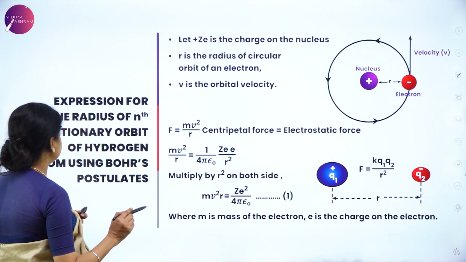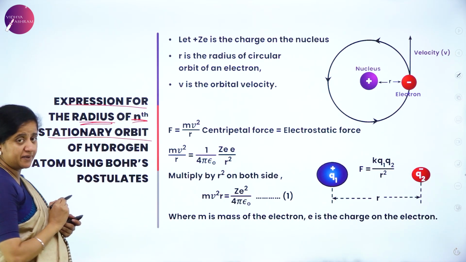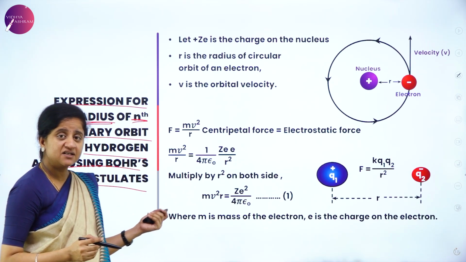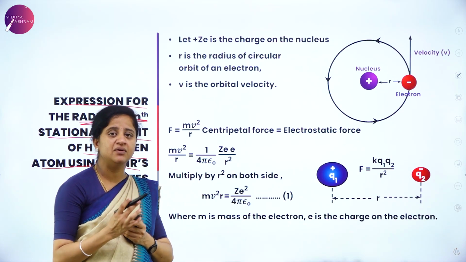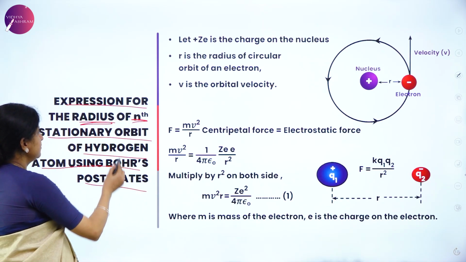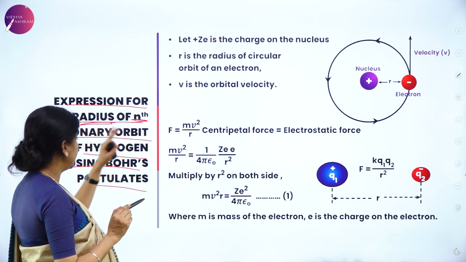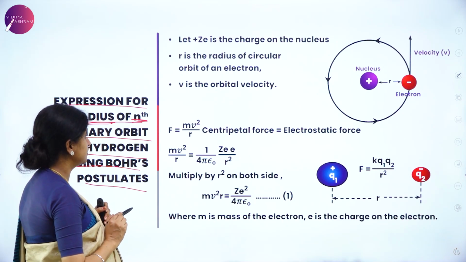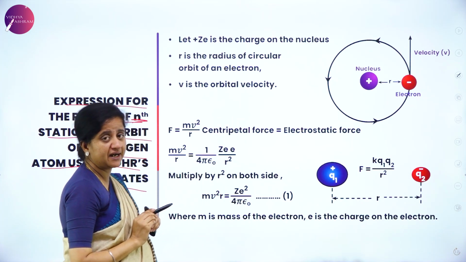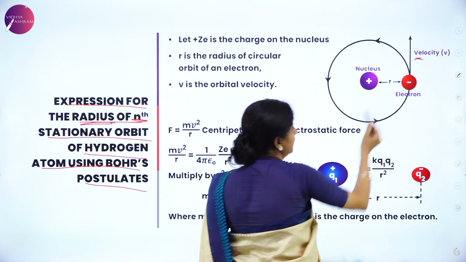Let us now use these things to derive an expression for the radius of the nth stationary orbit of a hydrogen atom using Bohr's postulates. In the last session, using Rutherford's atomic model, we calculated the expression for total energy and the radius, and now we are calculating the expression for the radius of the nth orbit of a stationary electron of a hydrogen atom using Bohr's postulates. For this, look at this diagram. We have considered a nucleus that is in the center of an atom, and also an electron which is revolving in its own orbit with velocity v.